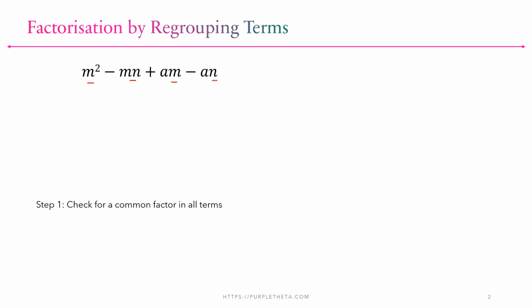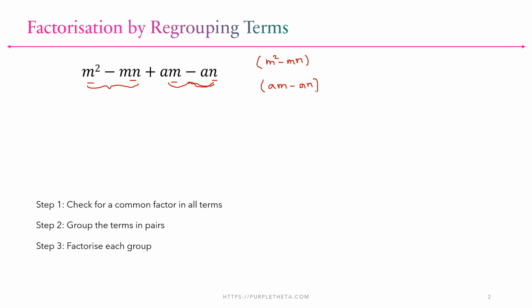Here comes our step number 2. We need to group the terms in pairs. So we can keep m square minus mn in one group and am minus an in the second group. Let us write it down. Our first group is m square minus mn and our second group is am minus an. Now we move to step number 3, that is to factorize each group.